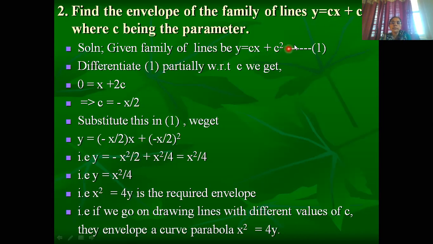Same procedure: you take this as equation 1, differentiate partially with respect to c. Differentiation of y is 0, differentiation of cx is x, differentiation of c square is 2c, therefore c is minus x by 2 here. So substitute the value c equal to minus x by 2 in equation 1, you get minus x by 2 into x plus (minus x by 2) whole square. So y is equal to minus x square by 2 plus x square by 4, which is equal to, so it is not minus plus, it is minus x square by 4 that we have to write. This is it.